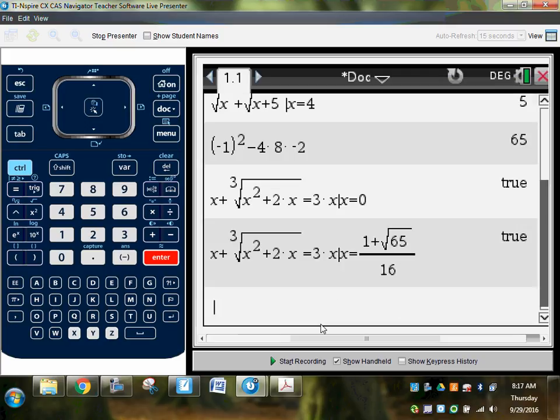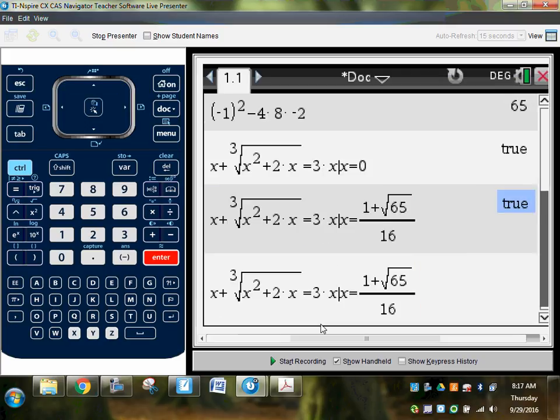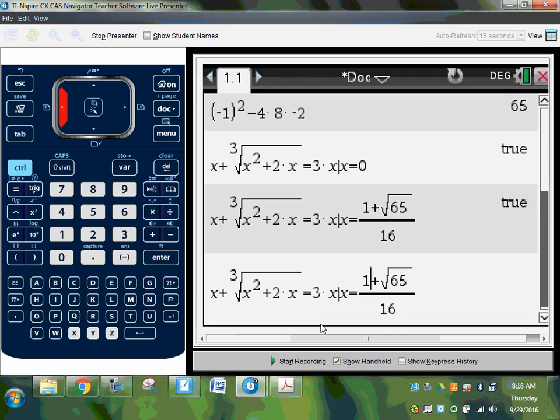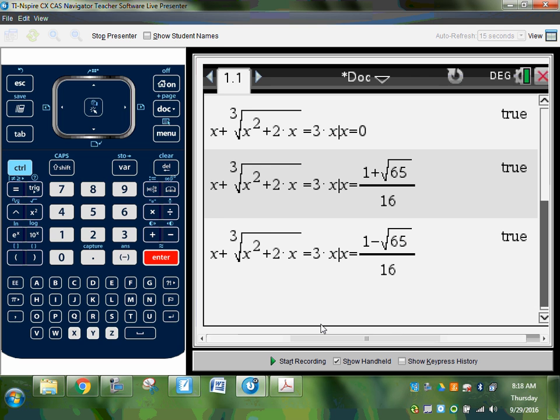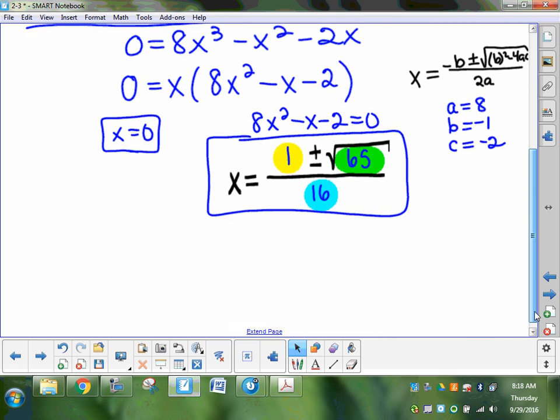Does that work? Okay, now let's go and check our second one. Hit enter. Go back and change that plus to a minus. True. There you go. So do all of them work? Absolutely. Was that something that you could do?